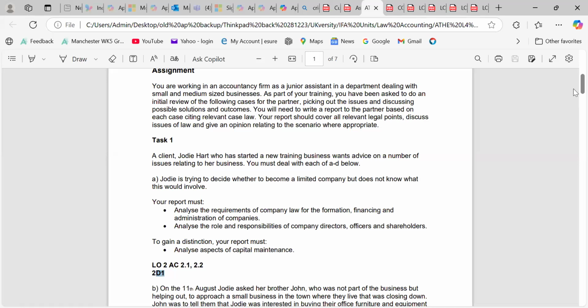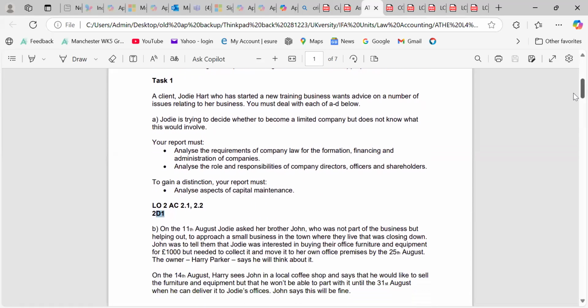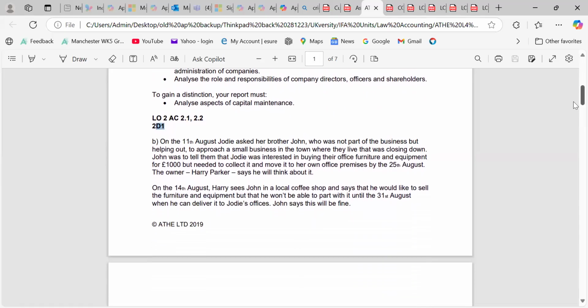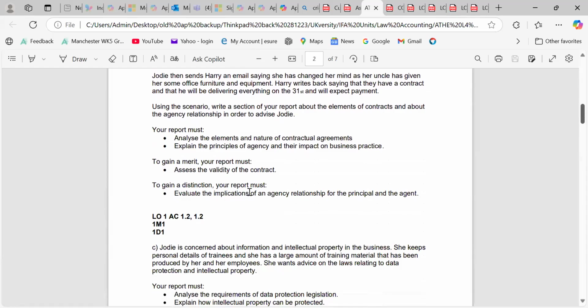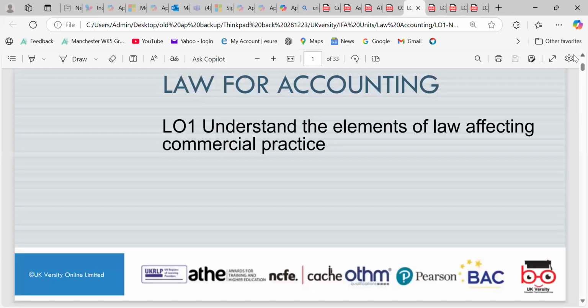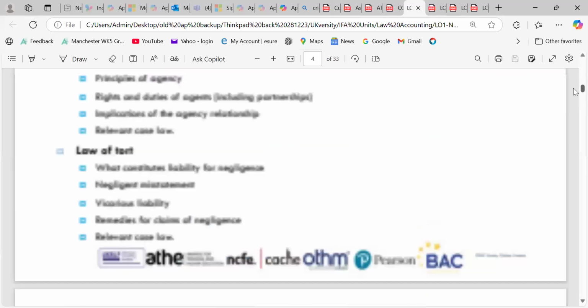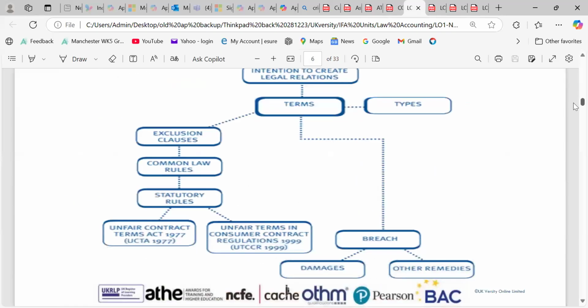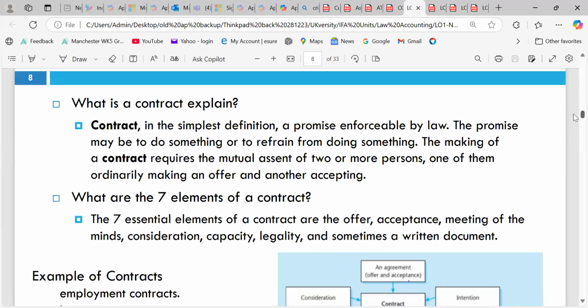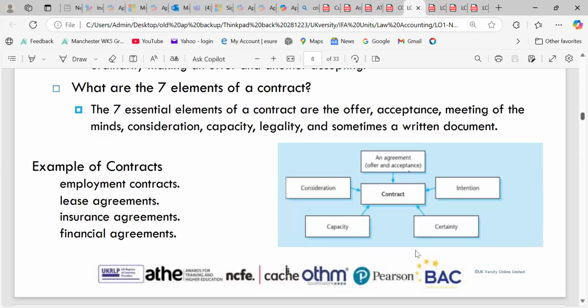Okay, so this is our task 1, and then you move to task 1B. Please read the scenario you've been given again. If you look underneath, what we've been given here is LO1, which means lesson 1. So open lesson 1, these lecture slides, and go through the indicative contents. As we discussed in lesson 1, we discussed contract law, elements of contract, key terminologies. These are the key elements in the contract: consideration, capacity, certainty, intention, and agreement, which is offer and acceptance.